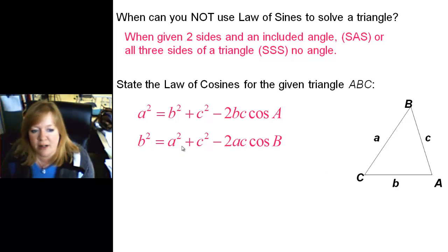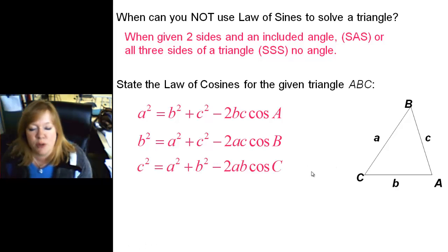B squared is the other one. Notice you've got the little b over here and the capital B over here. Then you've got a squared, c squared, minus 2ac. Big thing to remember on doing this one is to watch your signs. So the third form of the law of cosines would be c squared equals a squared plus b squared minus 2ab cosine C. Notice little c, a big C over here.